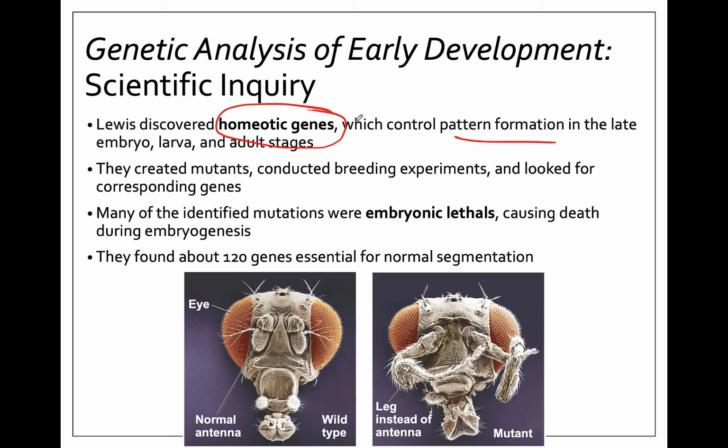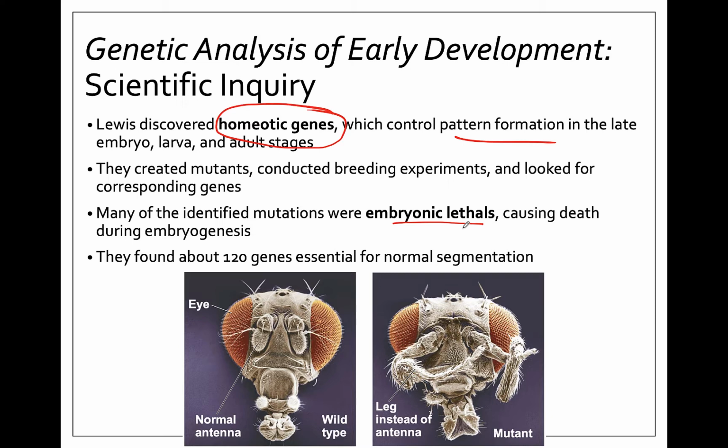And what they did was they created mutants. So they took mutations in these genes and conducted all sorts of breeding experiments to look for corresponding genes. They were able to identify many mutants that were embryonic lethals, where if that gene got mutated, then the fly never developed and it was basically lethal to the fruit fly. So that would be kind of like if a gene that went wrong with our human chromosomes led to something like a miscarriage. What they found with these embryonic lethal genes is that they were absolutely critical for embryogenesis, and without the correct gene, the fruit fly would never develop.